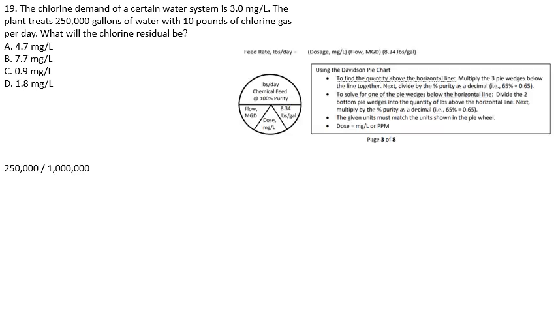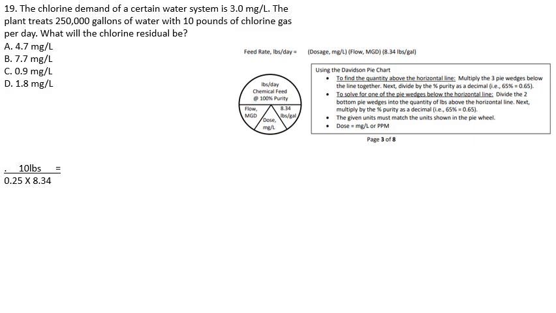Question 19. The chlorine demand of a certain water system is 3 milligrams per liter. Plant treats 250,000 gallons of water, 10 pounds of chlorine gas per day. What will the chlorine residual be? Now we're going to use the Davidson pie chart. Part of this is you have to have the flow in million gallons per day. 250,000 divided by a million gives you 0.25. We know the pounds of chlorine gas, that's going to go on top of the chart.